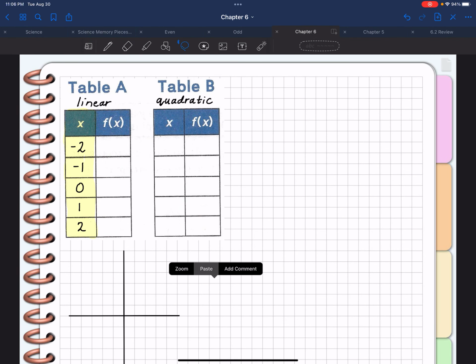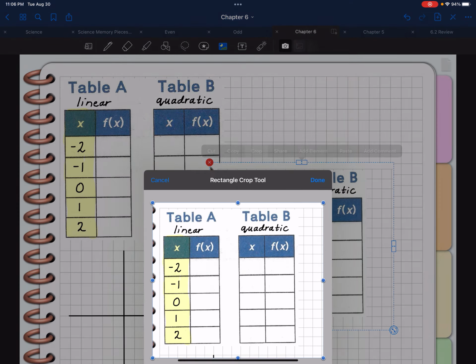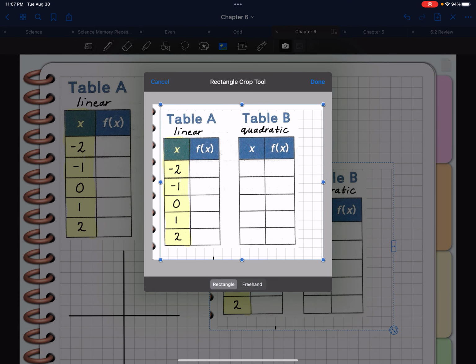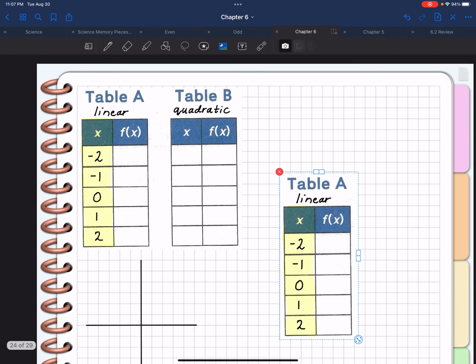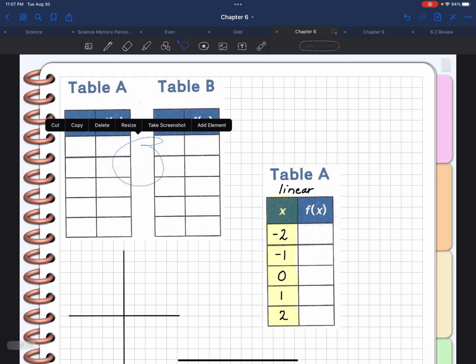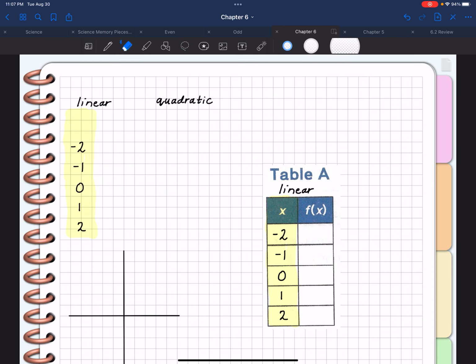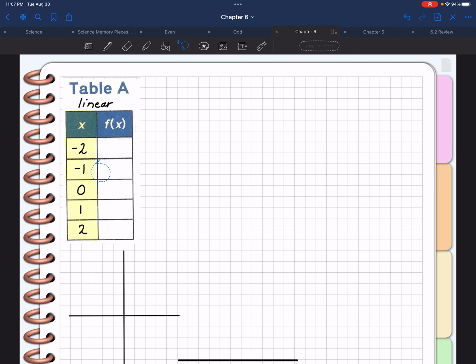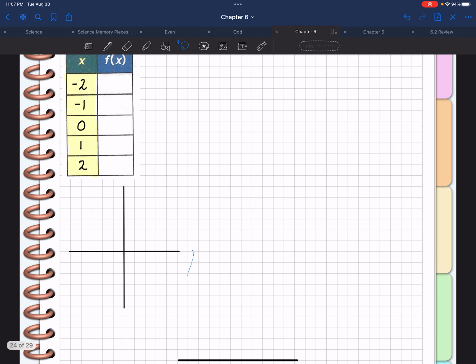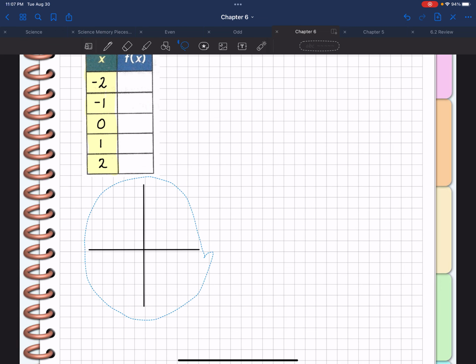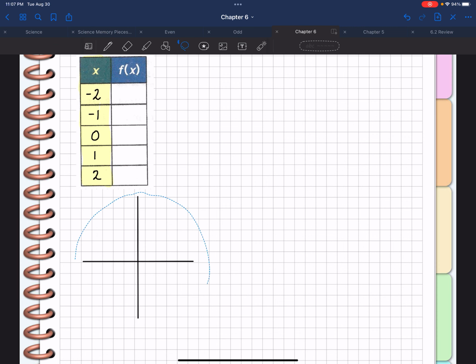Let me do this. I want to cut these apart. So I'm going to crop that. I'm trying very hard to conserve my space. So let's get rid of this one. That's pretty. And delete that out. And then bring this table up here so that I can put a graph right beside it. Now I'm going to use the graph to generate my f of x's. Okay, here we go, iPad.